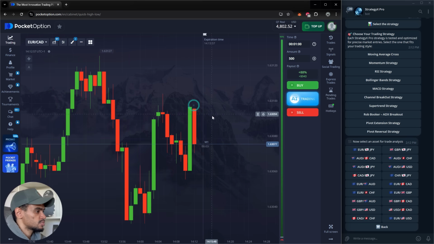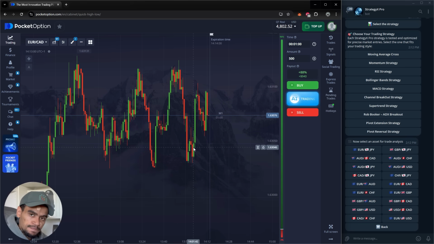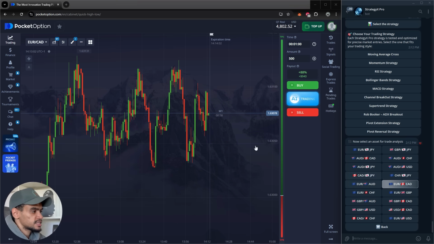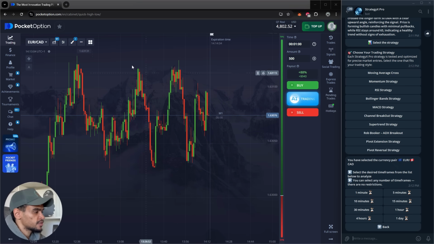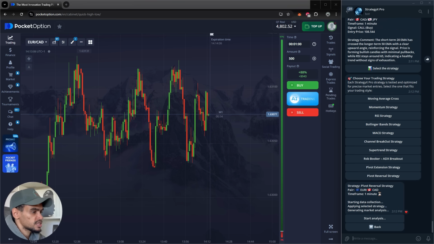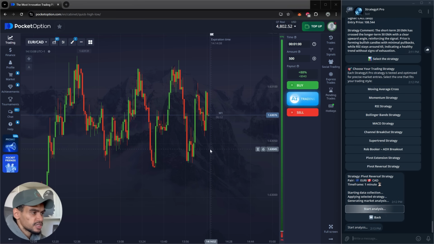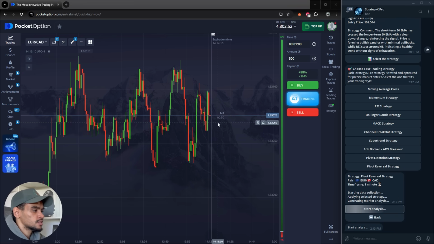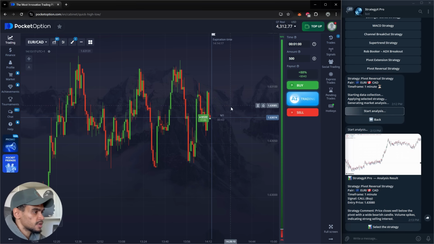And there it is, 88%. But look at the situation on the market. This is not a good environment to trade. The volatility is spiking, so this is going to be difficult. Press start analysis. Let's see if the robot can do it for us right here. And once again, it's going to analyze every single time frame, and there it is. We have a buy position here.